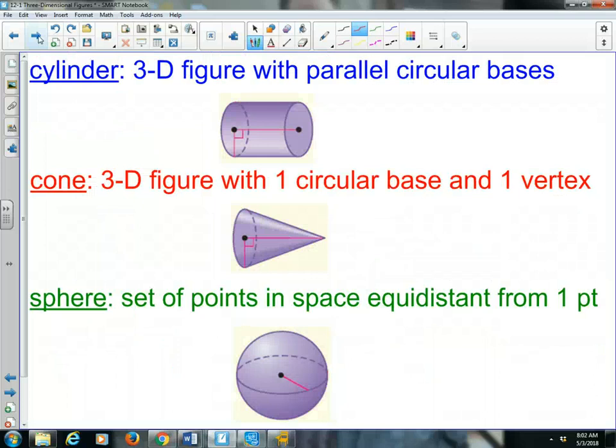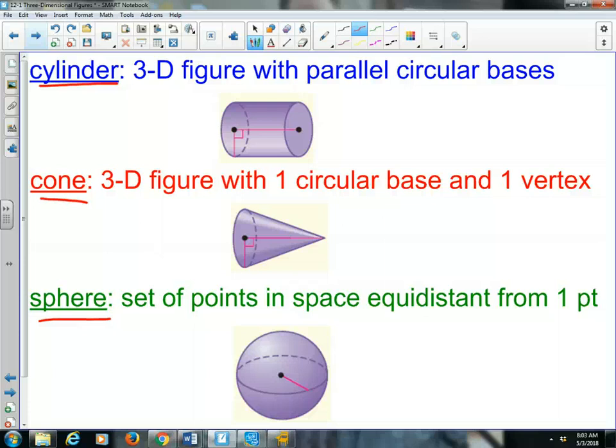Few more three-dimensional figures. These ones are not polyhedron because a polyhedron has to have all flat surfaces as its faces. These ones are more of our rounded figures. So the cylinder, a three-dimensional figure with parallel circular bases. A cone is a three-dimensional figure with one circular base and one vertex, and a sphere is a set of all points in space equidistant from one point.